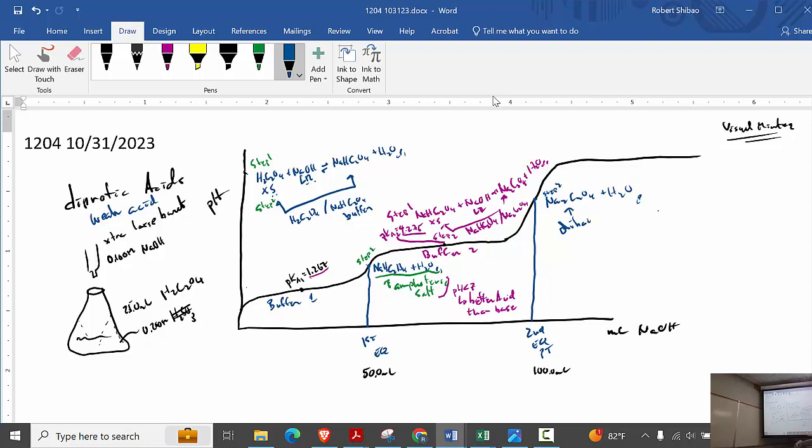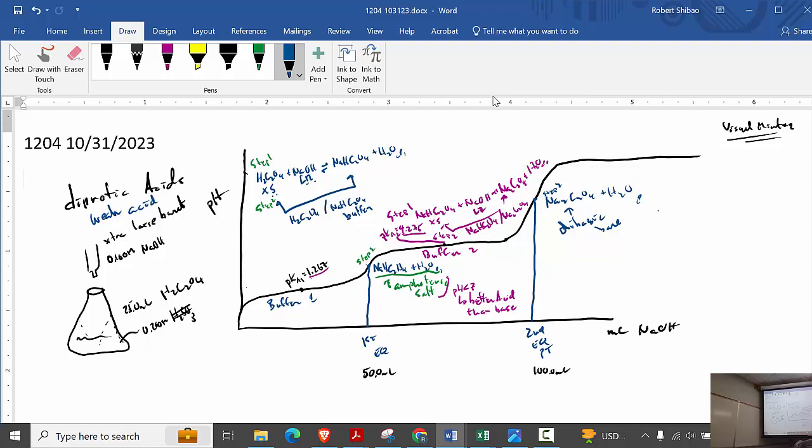Dibasic. With a dibasic base, typically we just do step 1. Step 2 is usually a minor contributor to pH, so step 1 is usually the only thing that's necessary. Actually, that step 1 would be step 3, by the way, if we're doing the titration from the beginning.